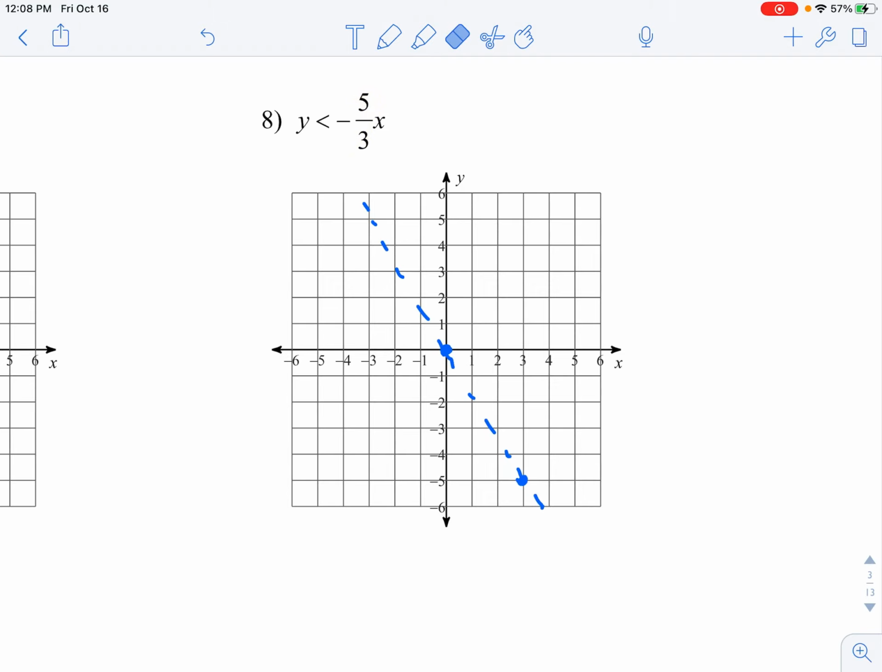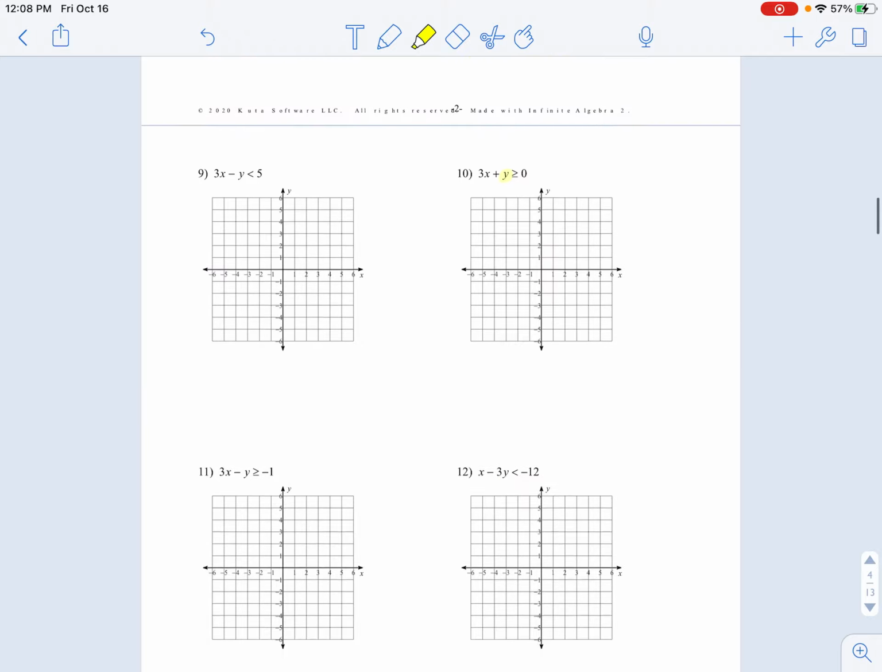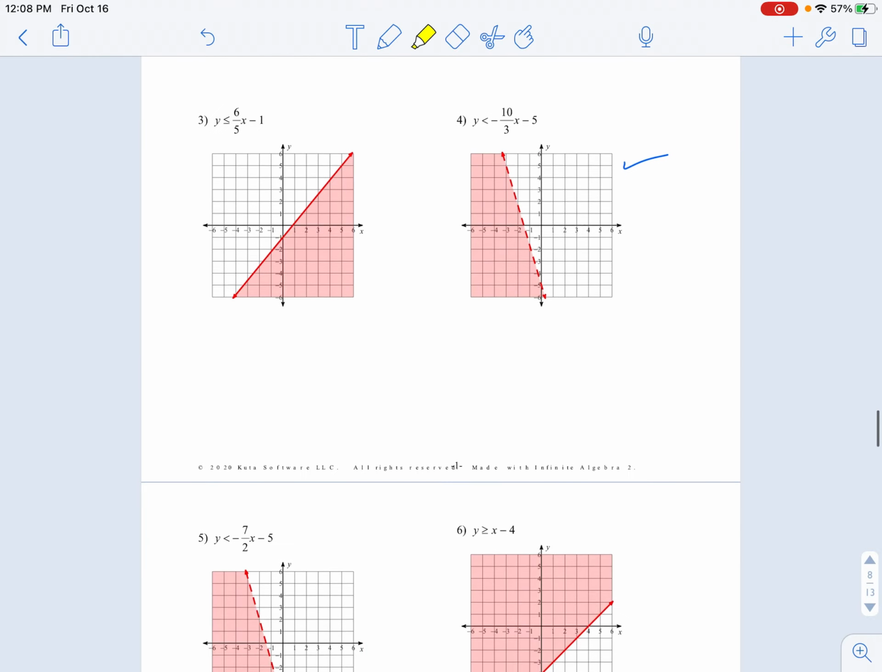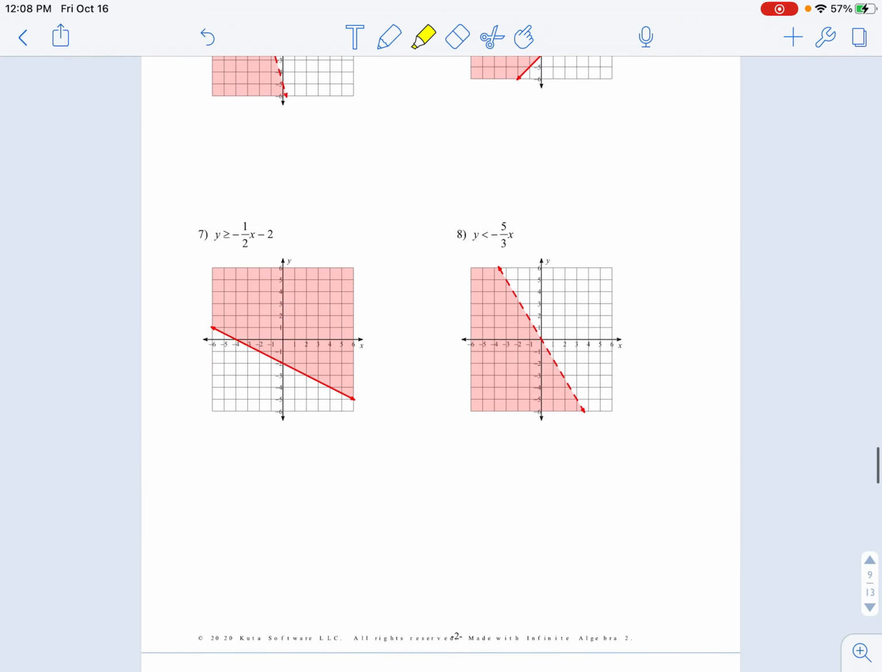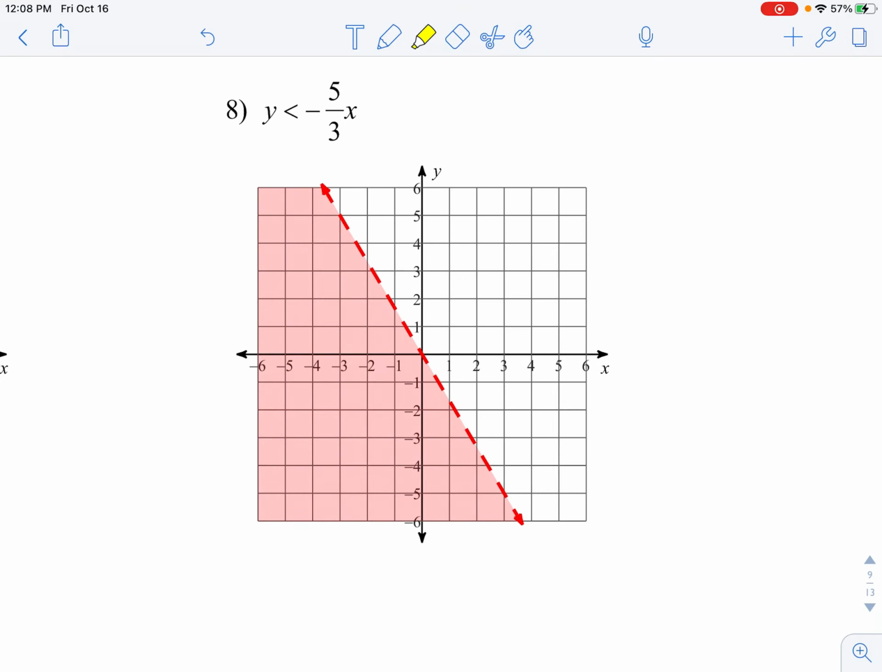And then finally, less than, you shade below the graph. So that's it. That's what number 8 should look like. Less than, below, greater than would have been above. And there it is.